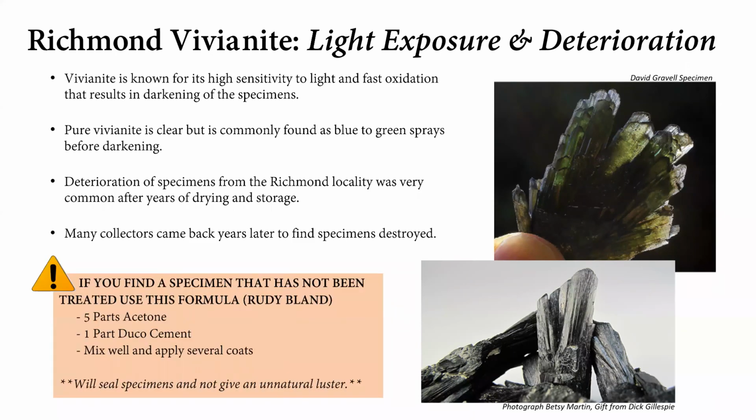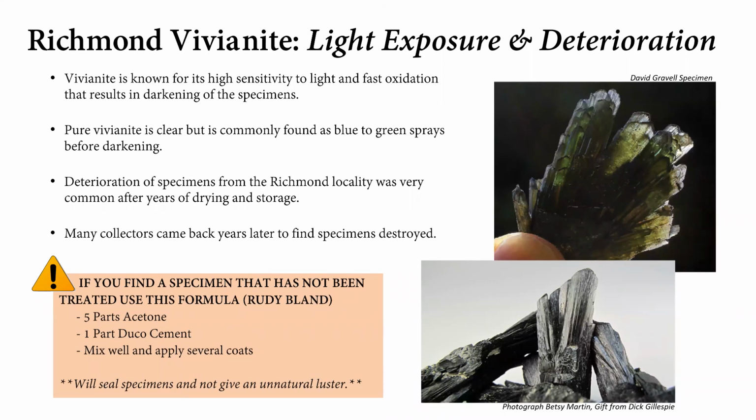And one of the other issues that you see with Vivianites, especially from the Richmond location, is deterioration, especially with the specimens that are in those dark masses with the clay. Years later, collectors and museums alike would come back to specimens that were in their storage, and they would find them falling apart, completely destroyed. As that clay dried, and as these Vivianite crystals had grown out into that clay, it was almost as if that was keeping it together.